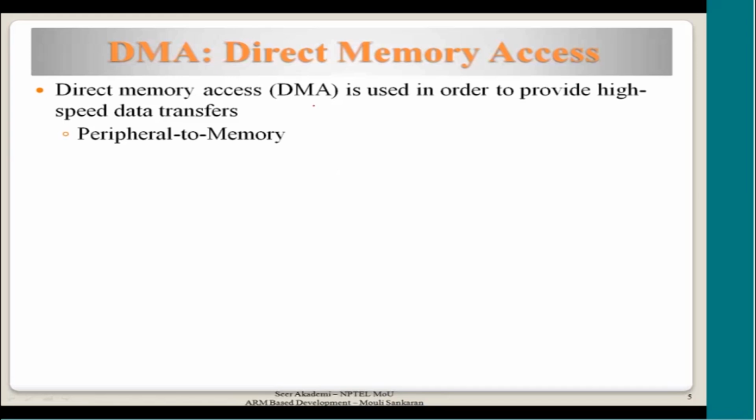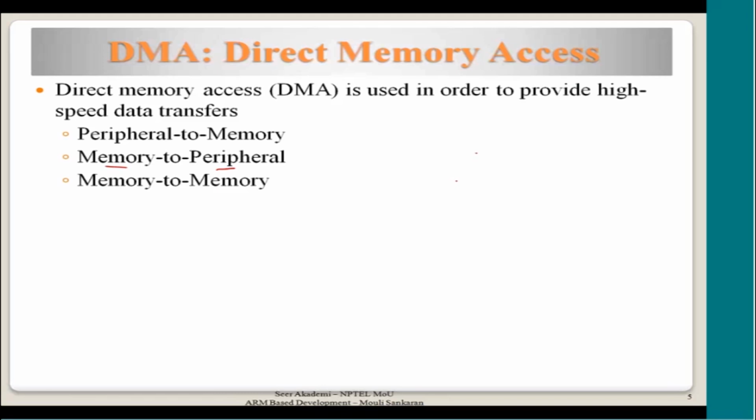So the transactions using DMA are peripheral to memory, as I explained. Memory to peripheral: it could be that the processor wants some data to be written into the peripheral, so that can also be given off to the DMA, and DMA can initiate. So the processor will keep some data in the memory, and then it will ask the DMA to take care of writing into the peripheral.